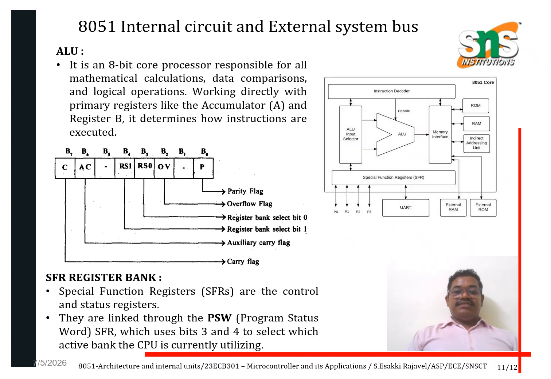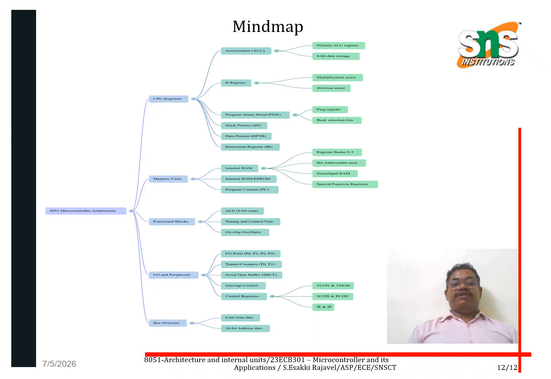We have already discussed the operations performed in the 8051: addition, subtraction, multiplication, and division, and the primary registers are the accumulator as well as register B. The special register is the program status word, which has 2 bits to select which register bank is active for the currently running program in the 8051 architecture.